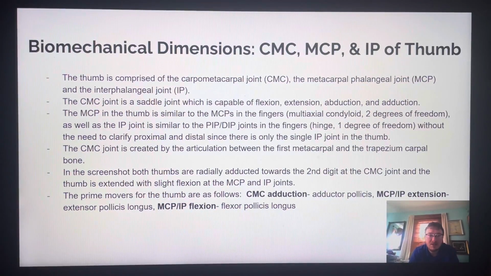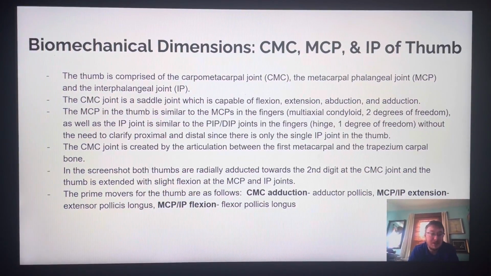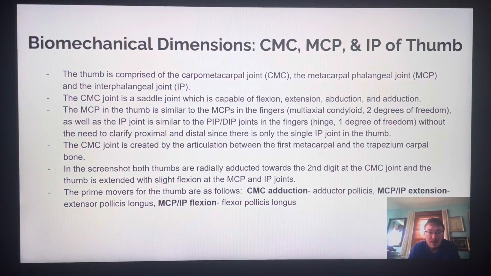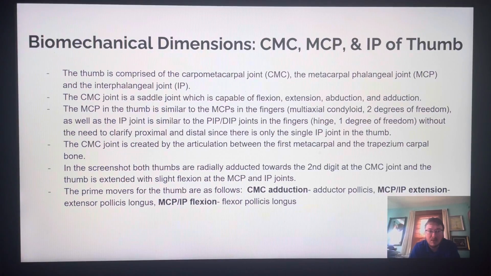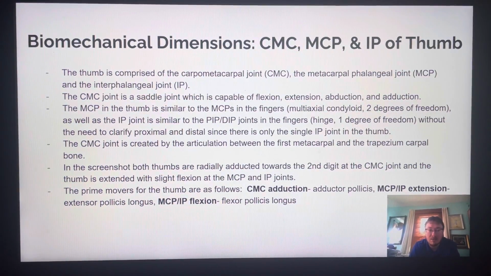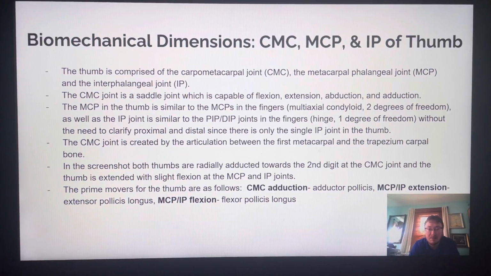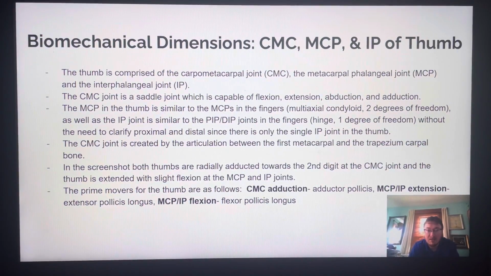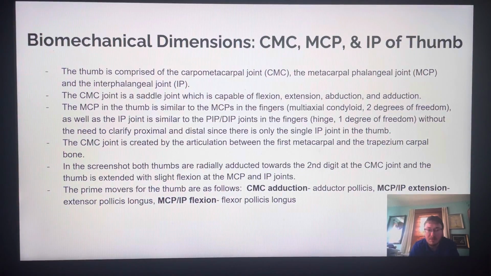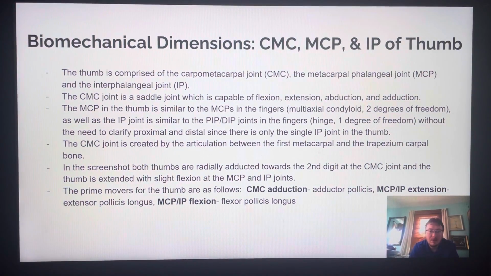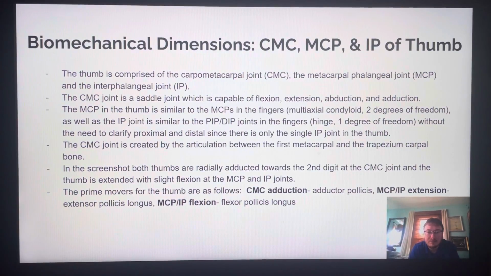The CMC joint is a saddle joint, which is capable of flexion, extension, abduction, and adduction. And the MCP in the thumb, as well as the IP joint in the thumb, corresponds well with the MCP and the PIP, DIPs in the fingers. The only difference in the IP joint in the thumb is that there's only 2 bones in the thumb instead of 3 in the fingers, so there's no need to differentiate between proximal and distal.